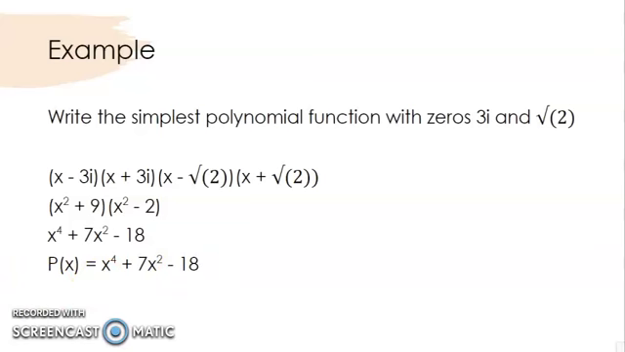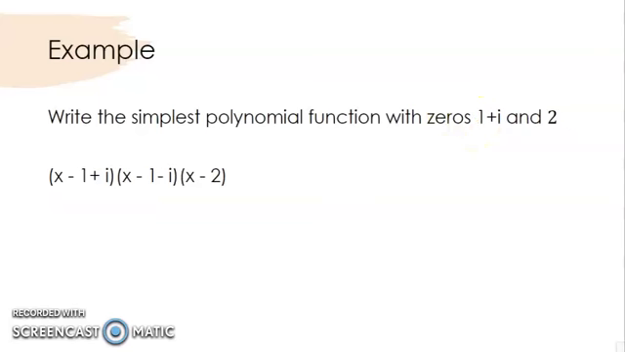Let's take a look at another example. This one's going to be a little more challenging because for one of these expressions, it's going to actually be like two numbers added together. Okay, in this example, it says write the simplest polynomial function with these zeros. Again, notice we have an imaginary zero here. This is a complex number. So we know that the other root of this is 1 minus i because that's the complex conjugate.